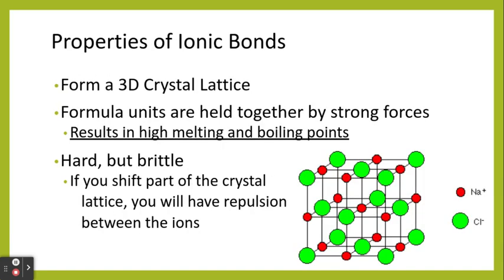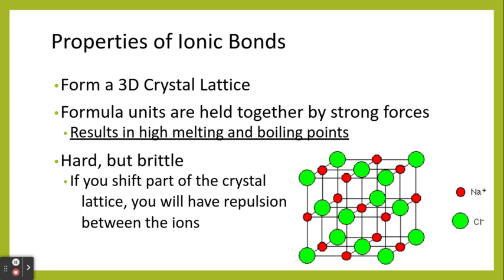Okay, so for some properties or characteristics of ionic bonds, they form something called 3D crystal lattices. So 3D meaning it goes left and right, up and down, forward and back, so all dimensions. And it's going to continue repeating the cation and then the anion, the cation and then the anion, going in all those directions as far as you can see. And the formula units, which make up that crystal lattice, are held together by really strong forces. Having those opposite charges, those positives and negatives, pulling them together gives us really high melting and boiling points.